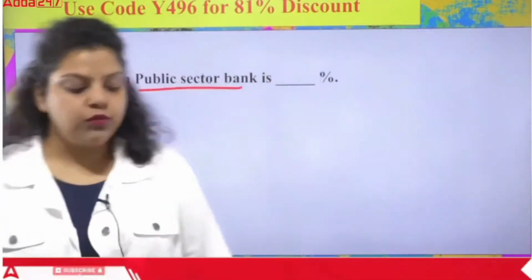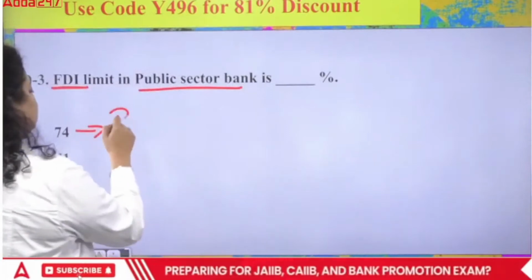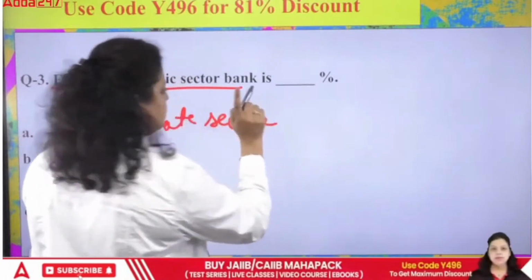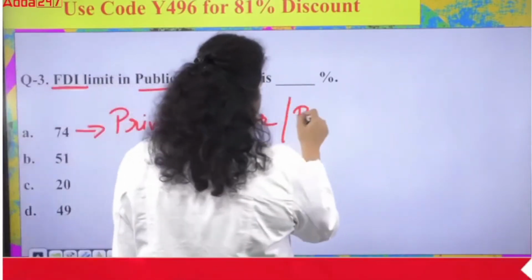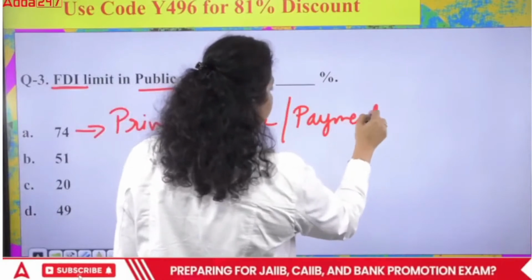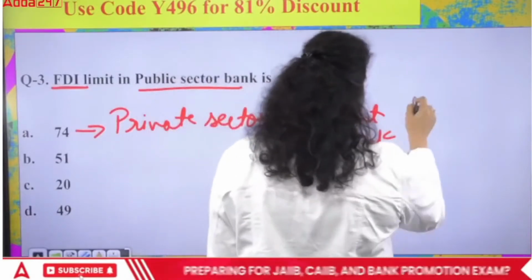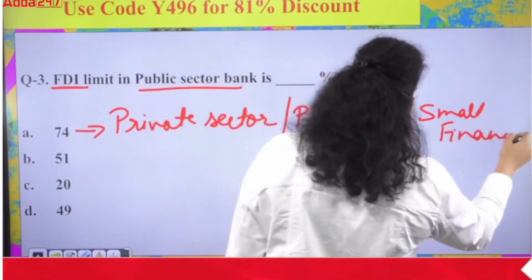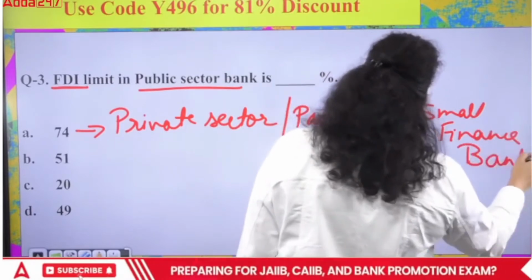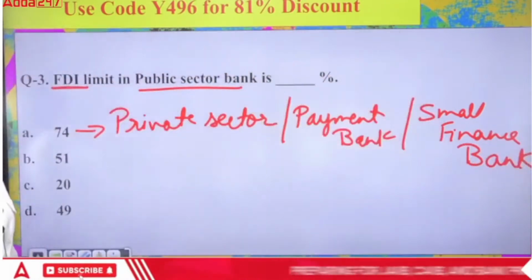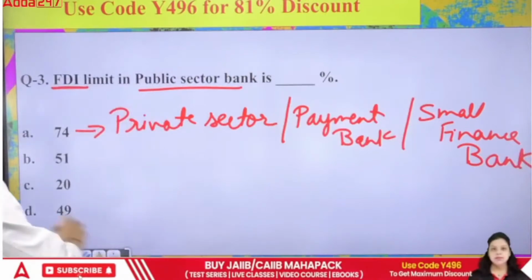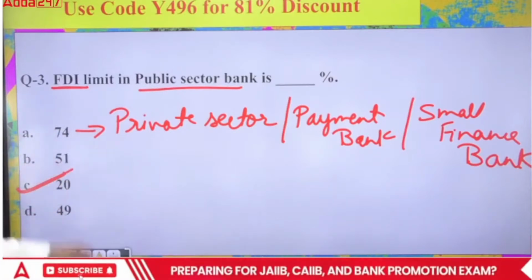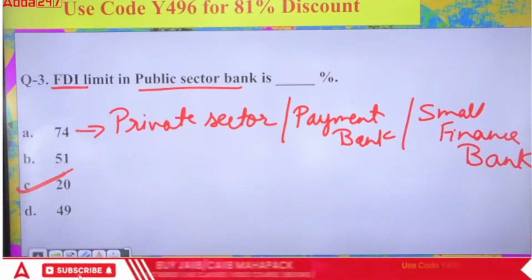If I talk about 74%, this is for which bank? This is for private sector banks. The private sector bank FDI limit is 74. Similarly, for the payment banks and similarly for the small finance banks, they are allowed to take 74% investment from foreign companies, but the public sector bank is allowed to take only 20%. Okay, the public sector bank should have only 20% FDI.